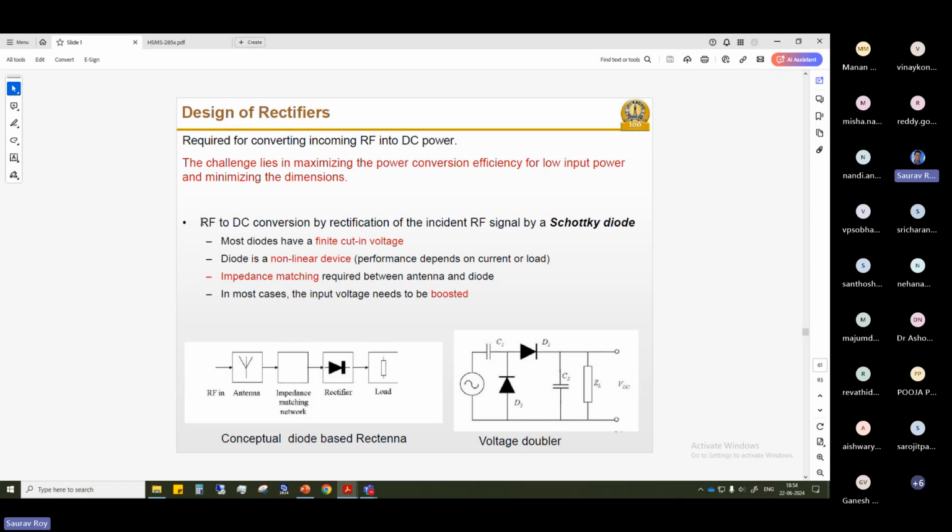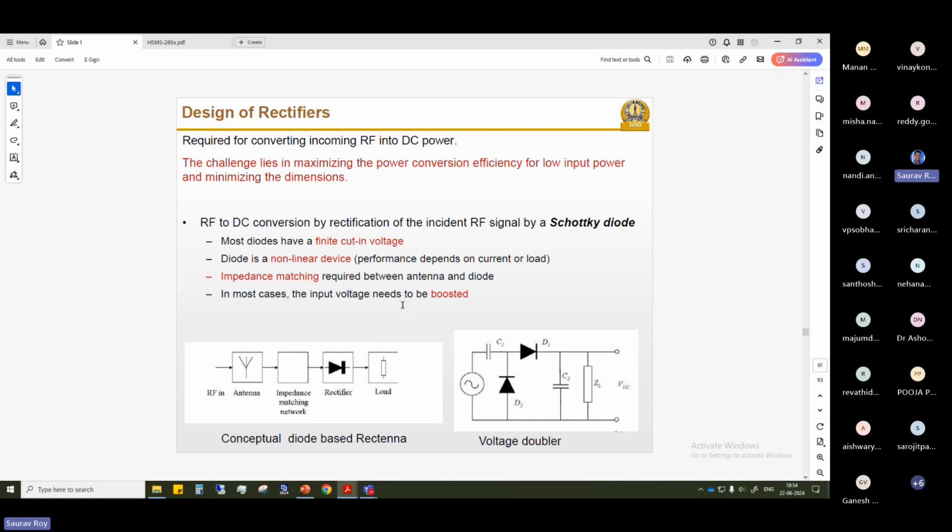Now, how do you convert from RF to DC? You obviously need a rectifier, and generally we use a Schottky diode. Now I have a question for you: how does a rectifier generally work? You have a bias circuit and provide a good amount of voltage, let's say 5 volt AC, 5 volt peak to peak, and at the other end, because of a half wave rectifier, you have some DC voltage.